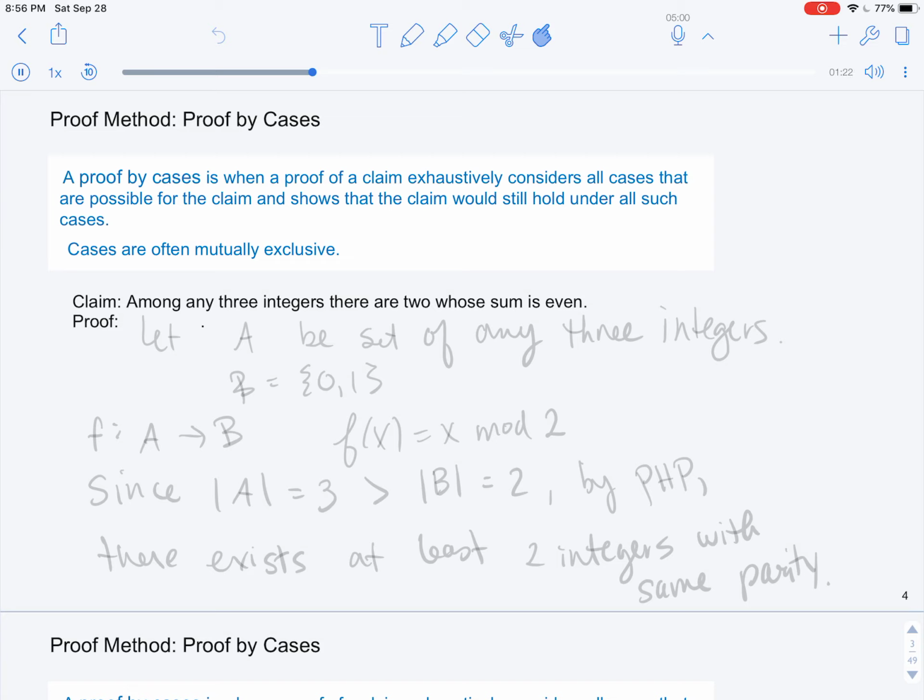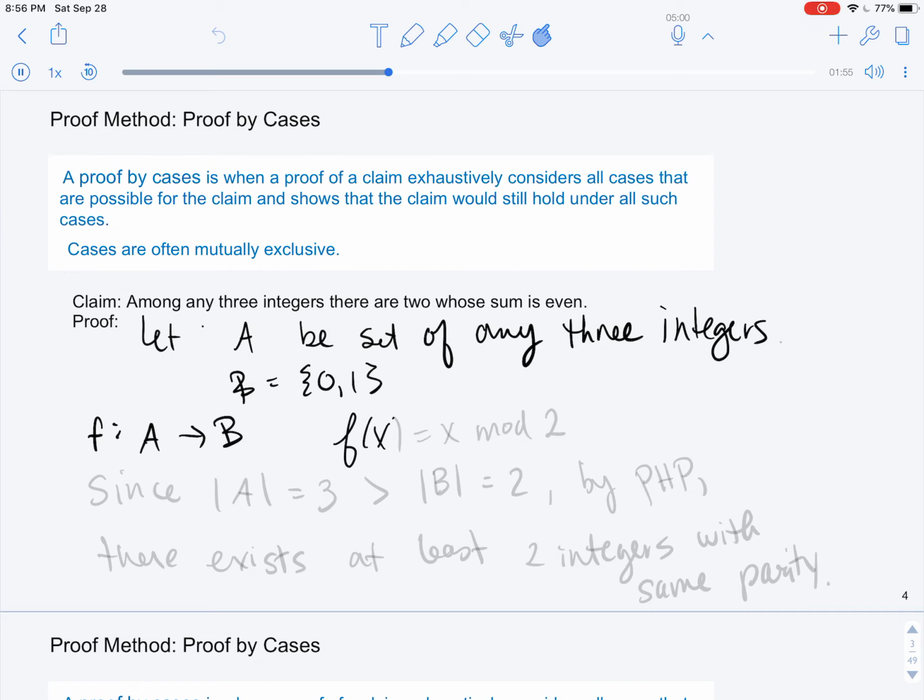First, to apply the pigeonhole principle, we have to consider what our pigeons will be. So in this case, our pigeons will be our set A, so let our set A be the set of any three integers. Our holes, or our set B, will be the set {0, 1}. Now we need a mapping from A to B, and this mapping, f, will be the value of the integer mod 2.